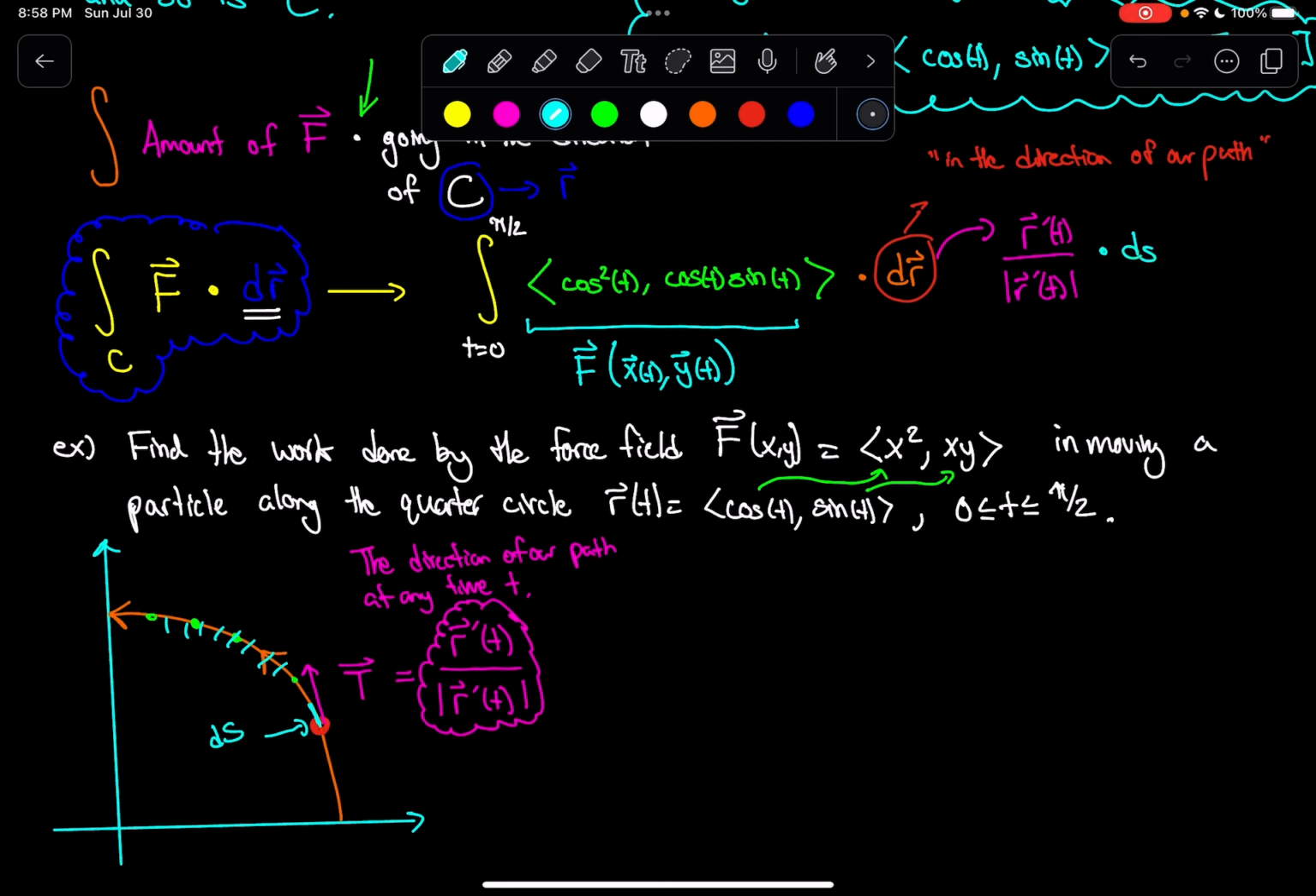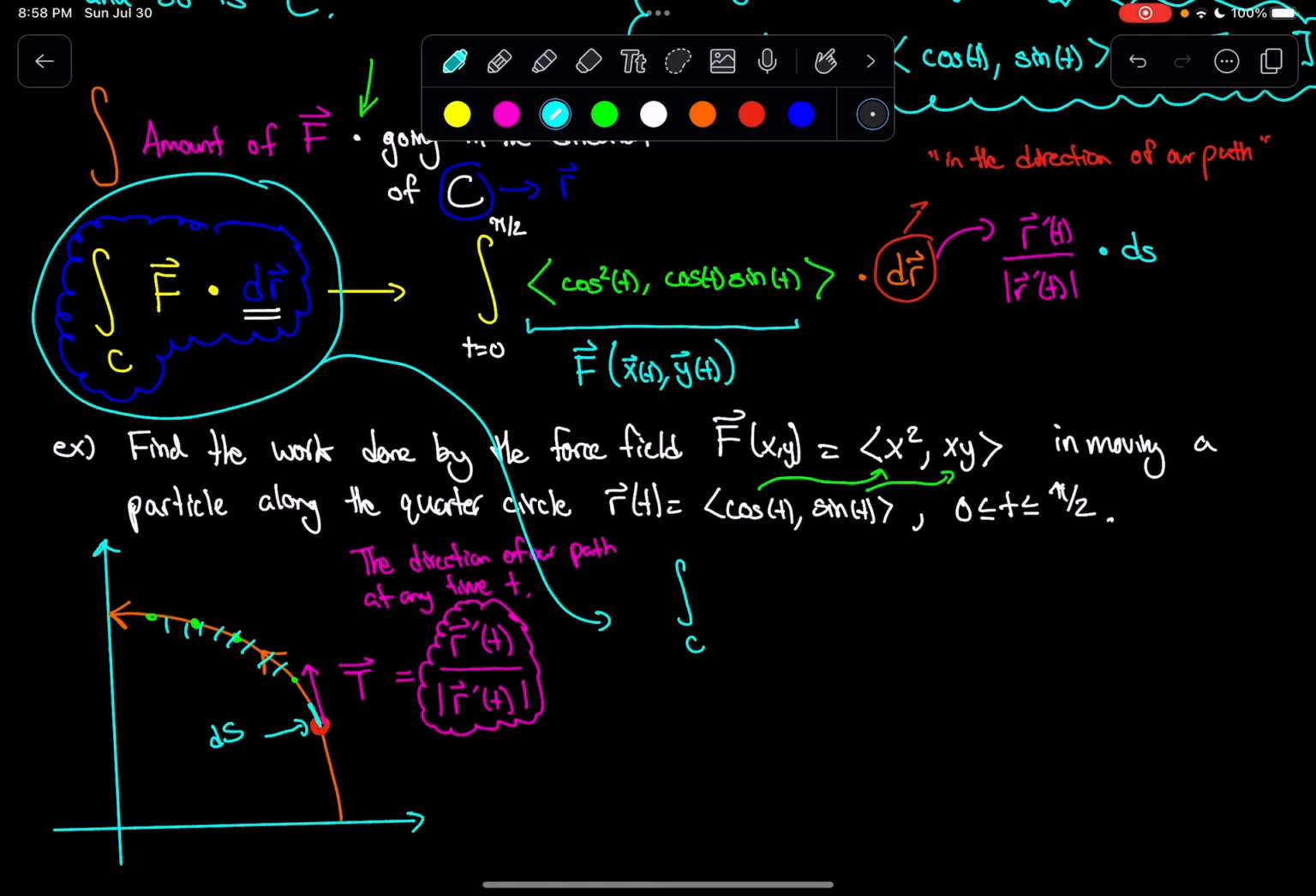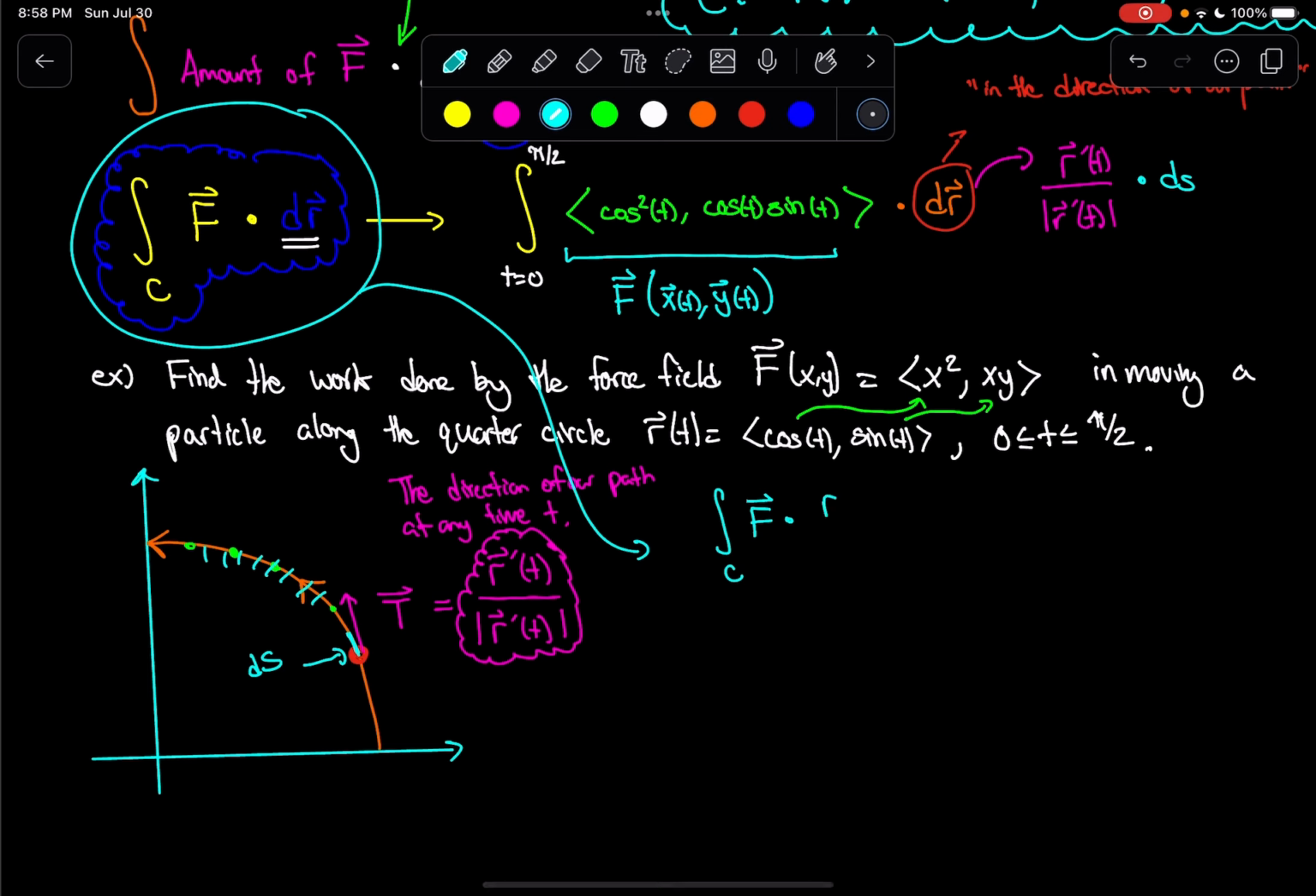So this definition of a line integral over a vector field comes to a head, and we can rewrite it in this particular form. It's of our vector field F in the direction of our path. And this right here, r prime of t over the magnitude of r prime of t, is the direction, and ds is the length. So this is the same thing as dr.